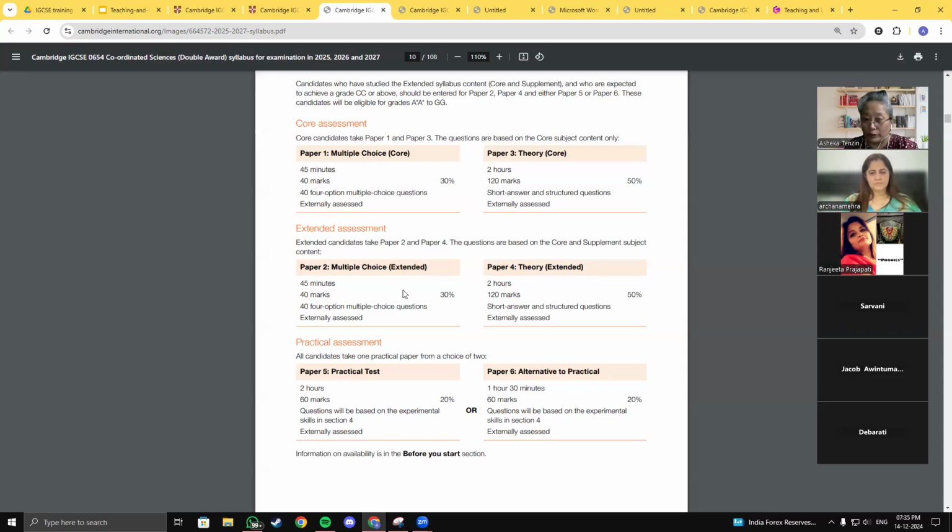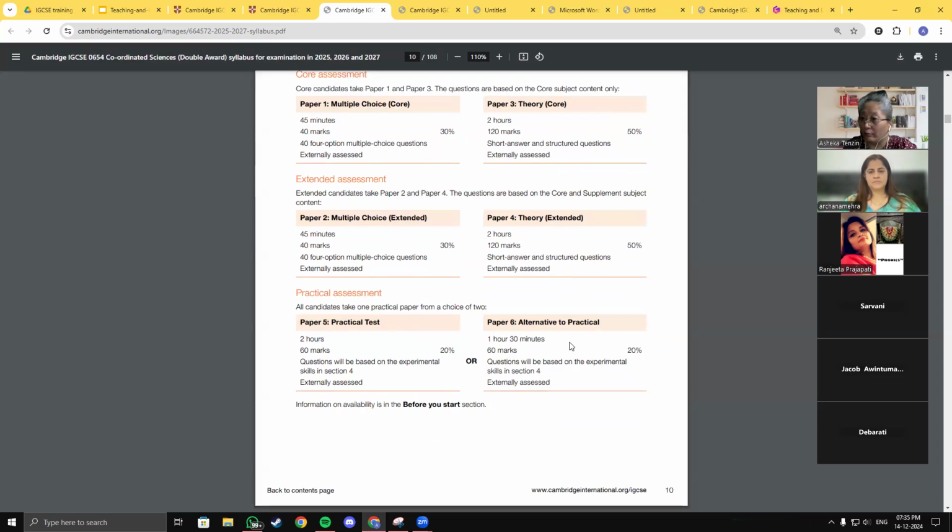Multiple choice question. Now, between paper 3 and paper 4, which are structured questions, short answer structured questions, I told you structured questions. Question will be there, space will be given to write the answers. Between these two, again, I can choose. If I am a weak student, I will do core. If I am a bright student, I will do paper 4. So now I said that I am a bright student. So which paper will I do? I will do paper 2, I will do paper 4.